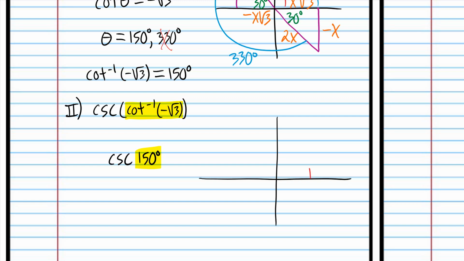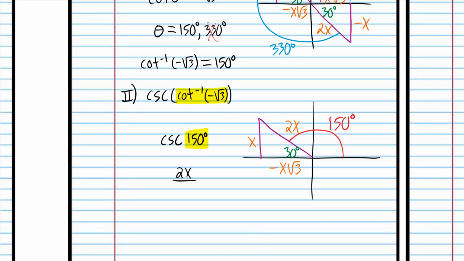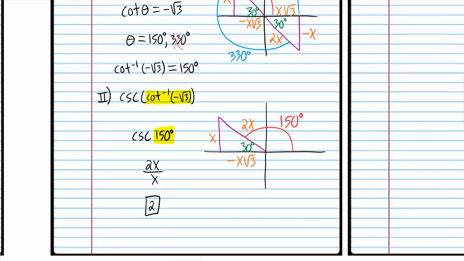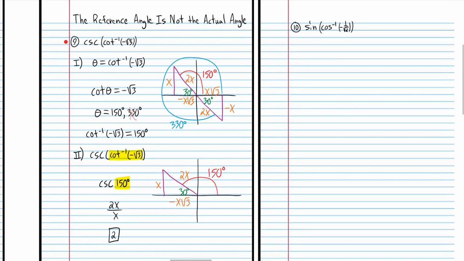So that angle is going to terminate in the second quadrant, and if we subtract 150 from 180, we get a 30 degree reference angle, which means that this side must be x, this side must be negative x root 3, and this side must be 2x. It's a 30, 60, 90 degree triangle. And cosecant is the hypotenuse divided by the opposite side, which reduces to 2. So that was just a slightly different problem.